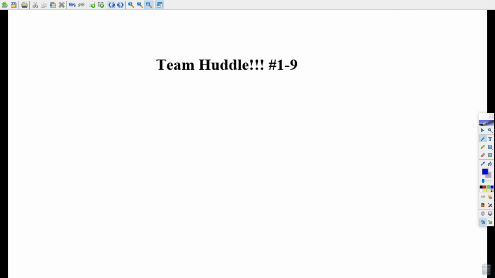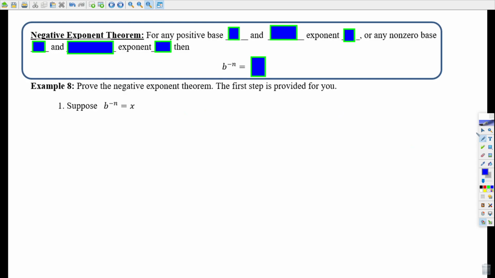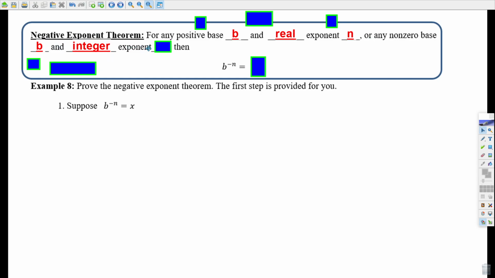All right, one left. And this one you also should know. Negative exponent theorem. So for any positive base b again, and any real exponent n, or any non-zero base b and integer exponent n, then we have this property. If you remember this property, b to the negative n, you can rewrite it without having a negative exponent. I'm going to show this to you in a very quick proof in this example, and then we'll reveal it.